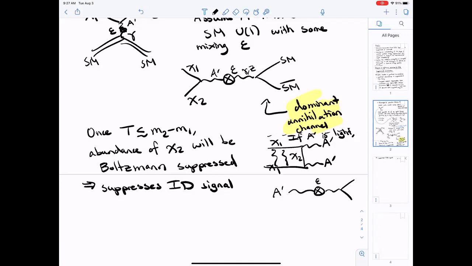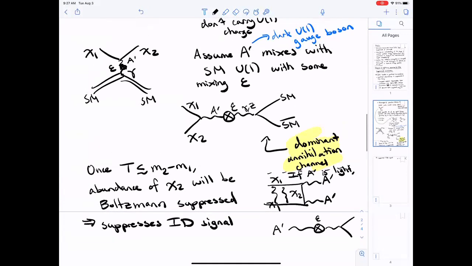Question. Why is it that they annihilate to standard model photons in the standard model?